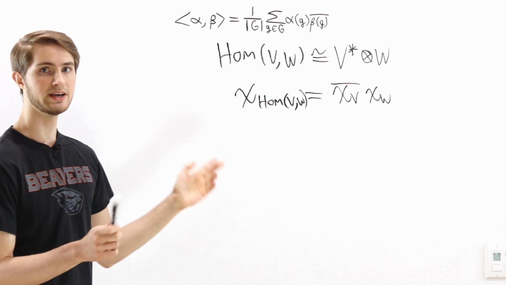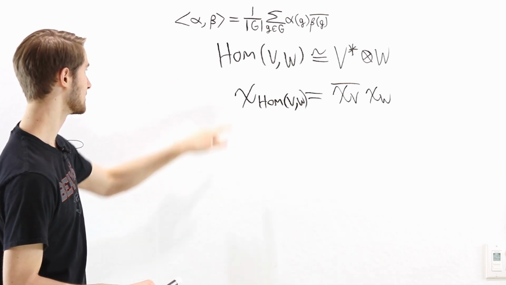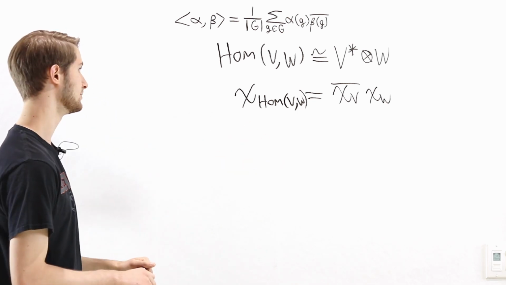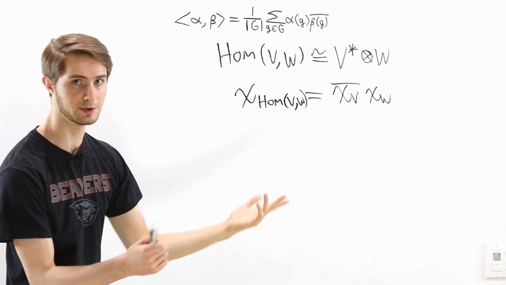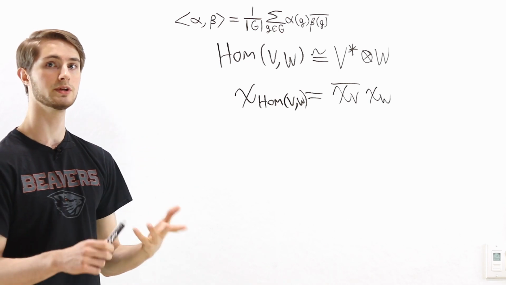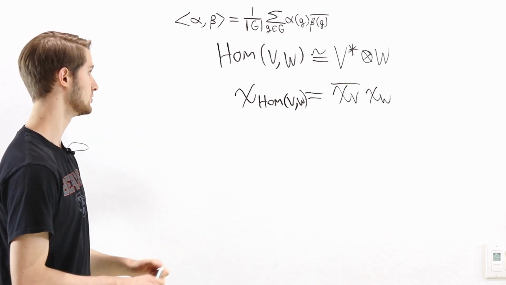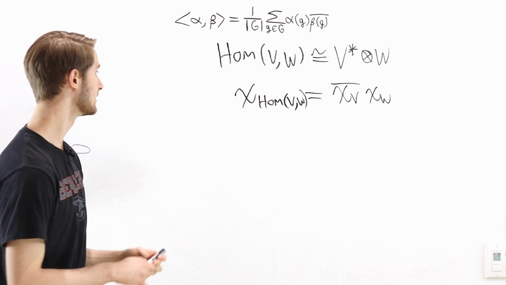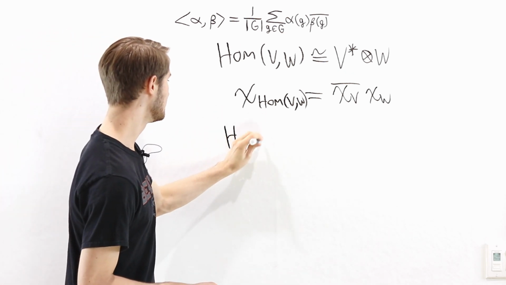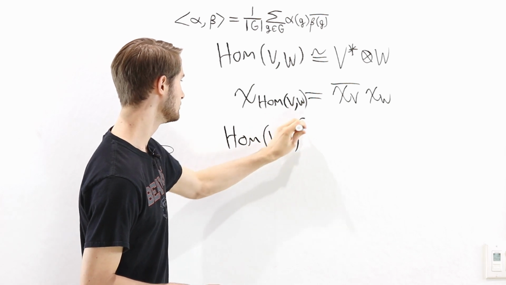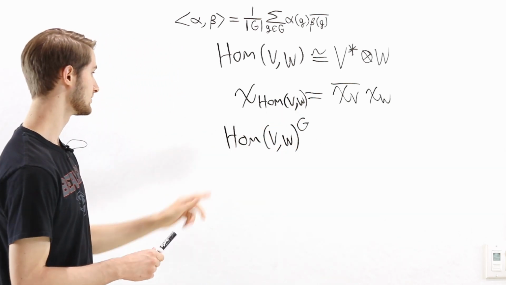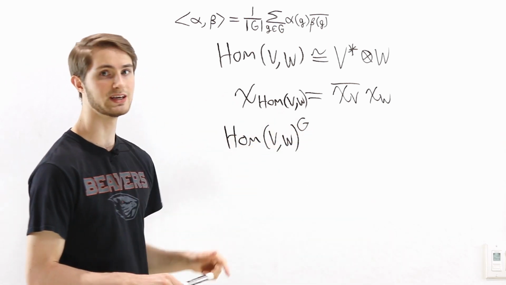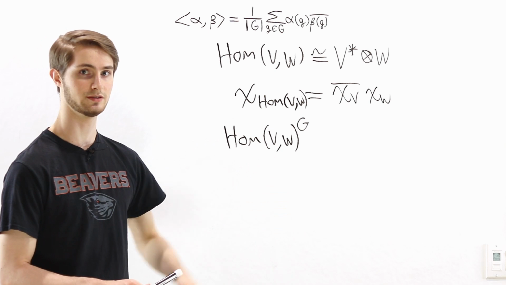Now this is nice, but by itself it doesn't give us too much information because Hom(V, W) is just talking about linear transformations from V to W. The elements of these don't have to be representation homomorphisms, but really what we're interested in is representation homomorphisms. But we can actually get there using a little trick. Let's consider Hom(V, W) superscript G. In other words, the subspace of Hom(V, W) which is fixed under the action of G as a representation.